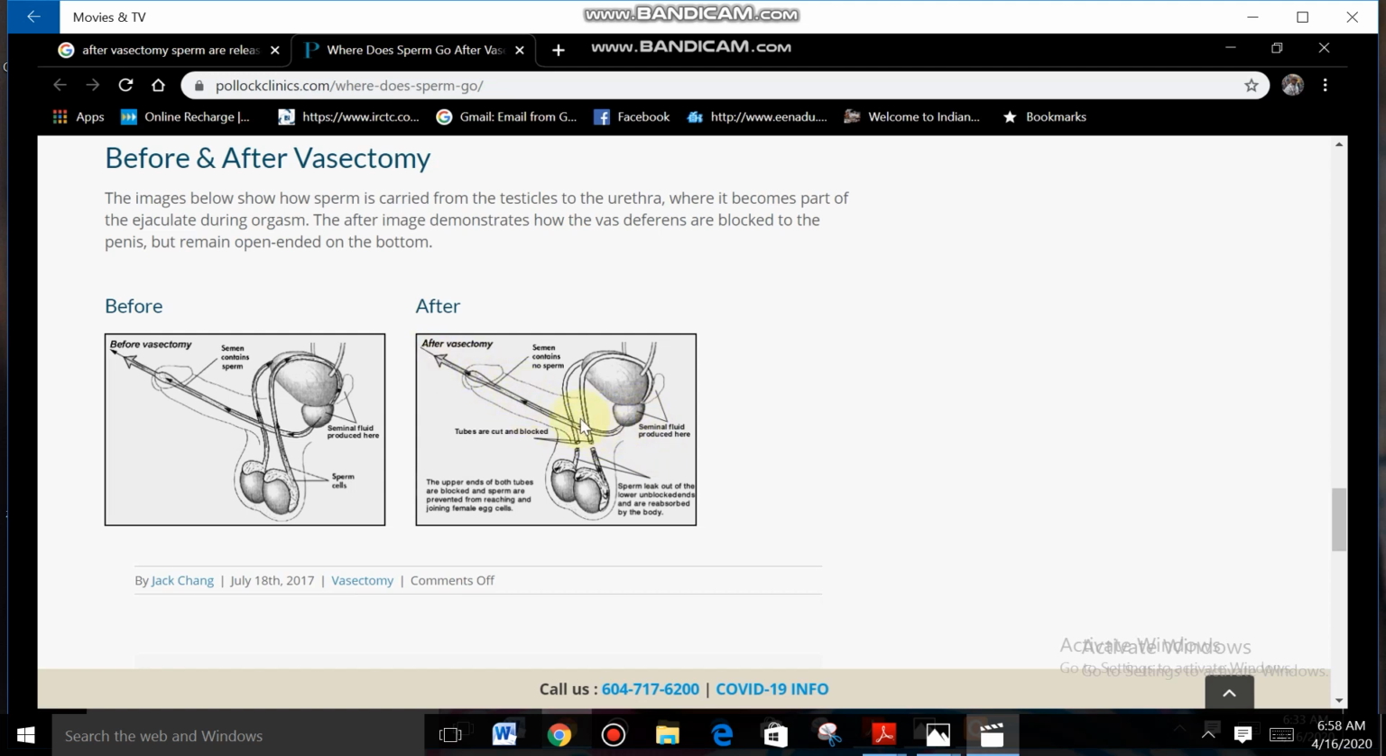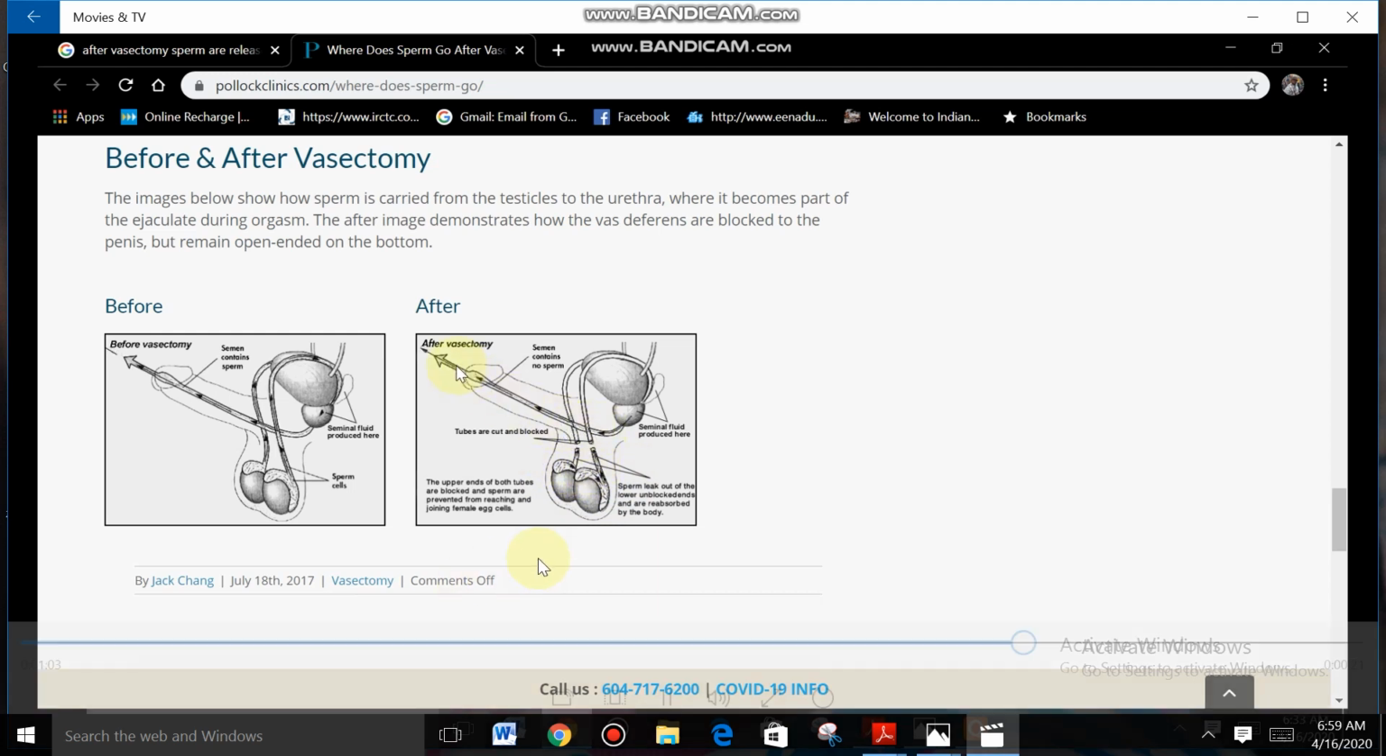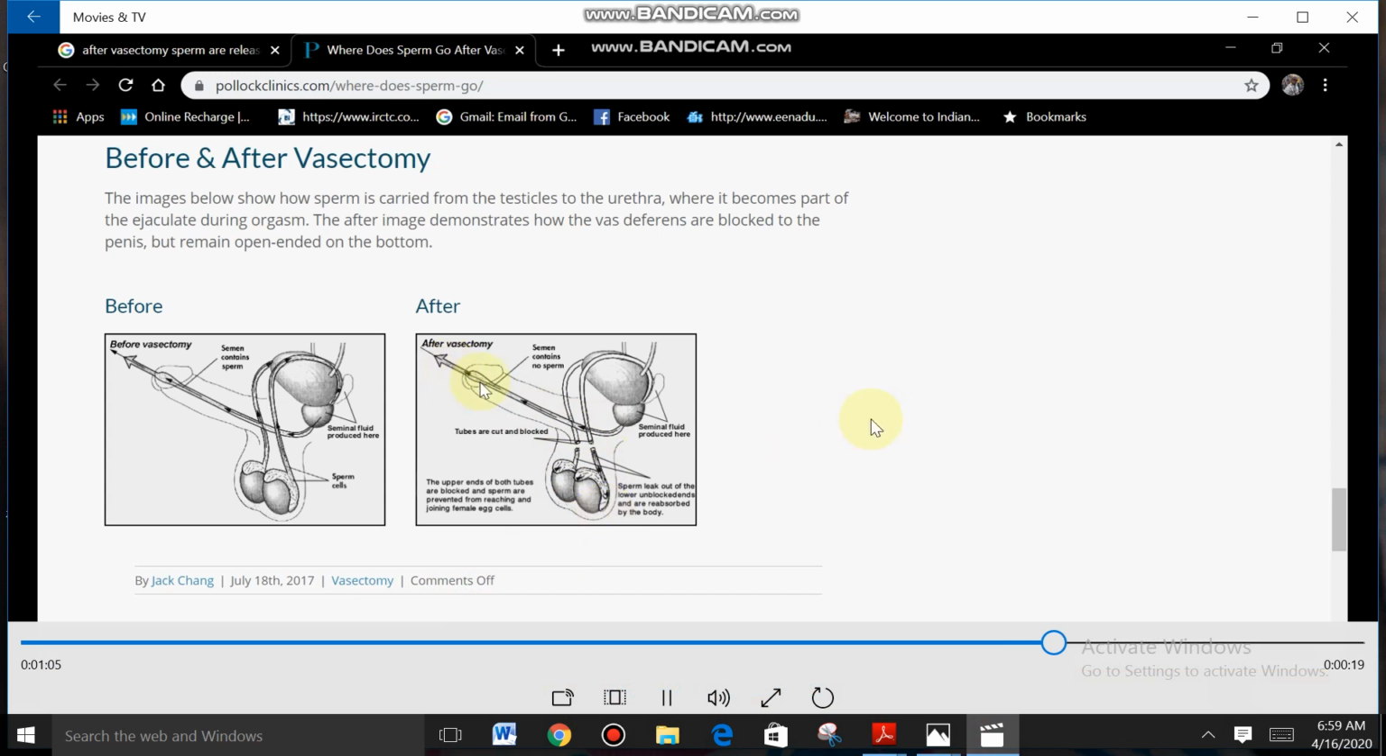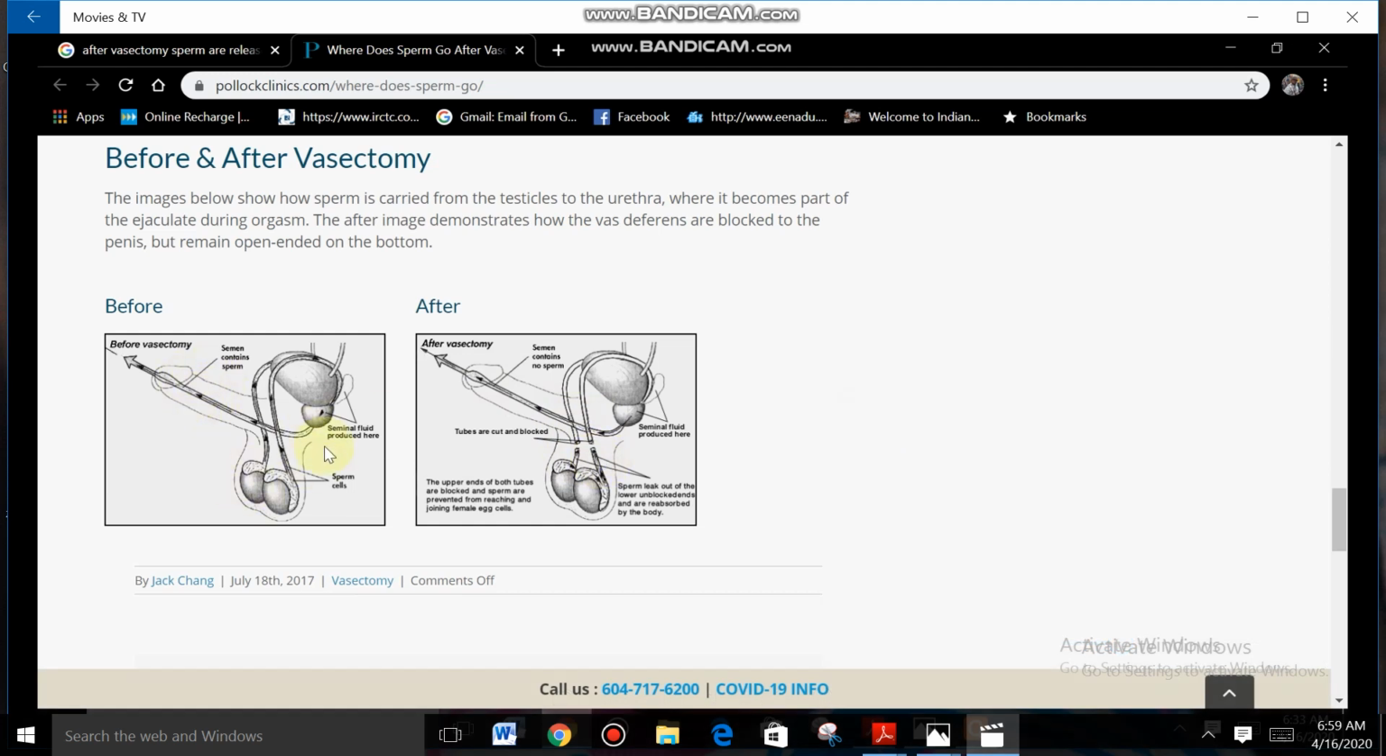See here, look at here. Okay, you understood that? So sperms are not reaching further. The sperms are absorbed in this region only. Okay, the semen is released after vasectomy also, but the semen is without sperms. Have you understood? Okay, this is before vasectomy and this one is after vasectomy. You can clearly observe in this diagram. Clear, all of you?